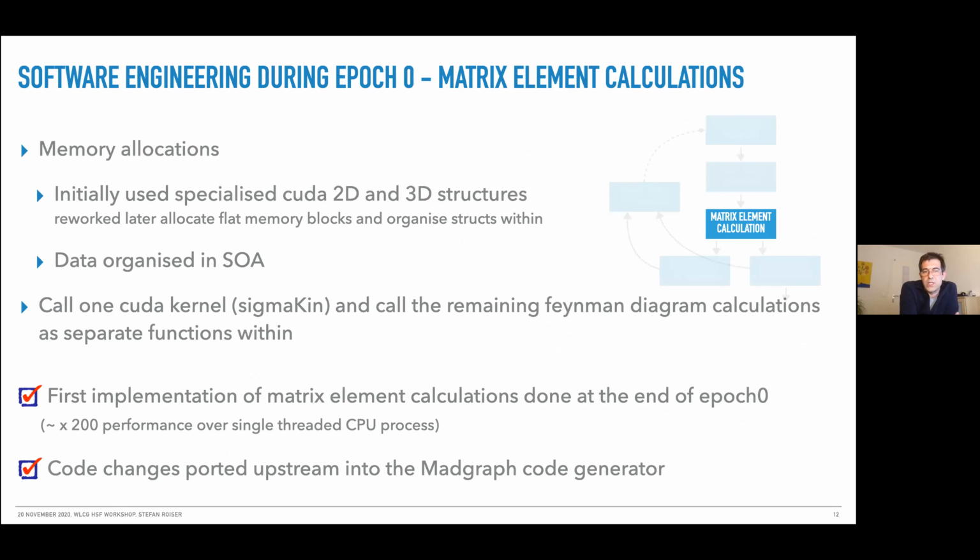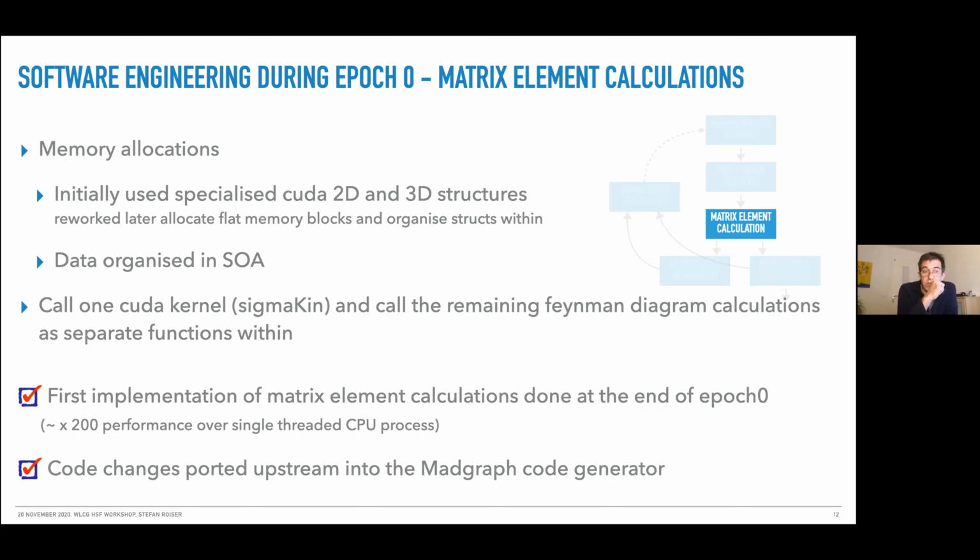Now we are entering this initial epoch. So this is really the C++ code that we had taken from MadGraph. And during this initial epoch, basically we made the CUDA version run on the GPU. So we had to reorganize the data structures, we had to call the kernels correctly, and inside the kernel, distribute the work. And at the end of this first epoch, we ended up with something like a factor 200 over a single-threaded CPU process.